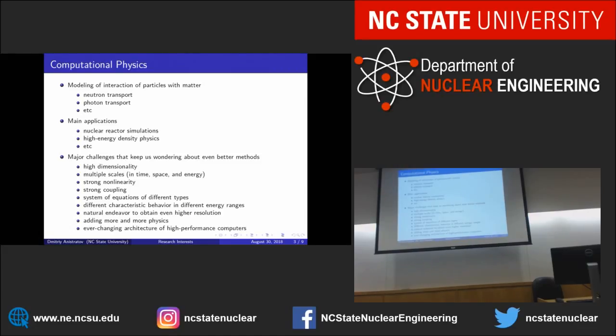And everything, of course, is driven by the dream to get as good resolution as possible. It's never enough. So we get better computers, we want to have better resolution. So it goes all the way. I mentioned that we keep adding physics because the better the computer power, the more physics we can put in, and we can, for example, calculate material properties and then solve even better models.